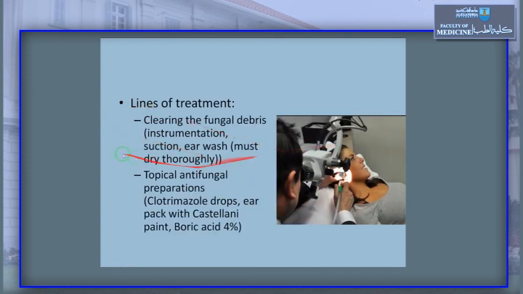So for the lines of treatment, we need to do two main things. First of them is to clear the fungal debris out of the ear canal. This can be done by instrumentation using mopping, a curette, or suction.